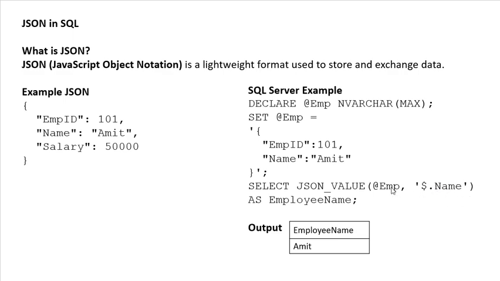So only the name from the employee JSON is shown. The output is the employee name, one record, Amit, found and shown in the output.